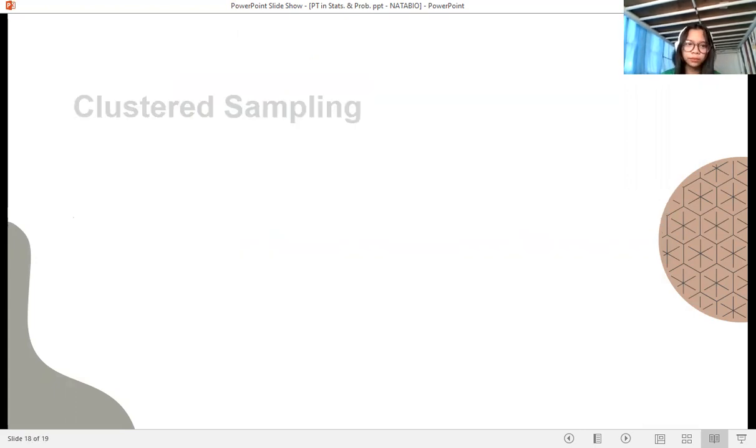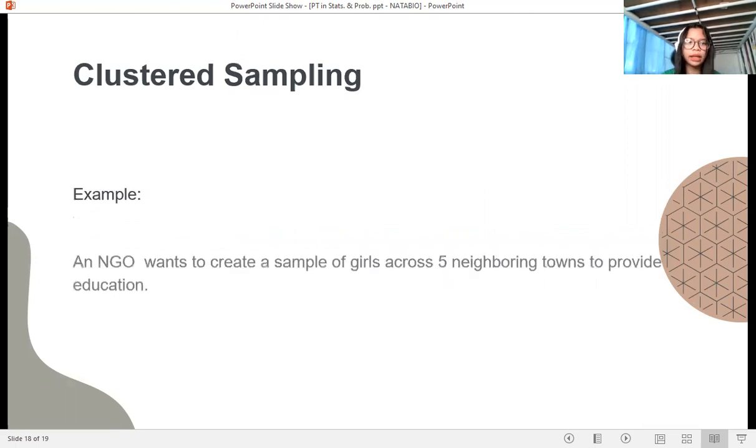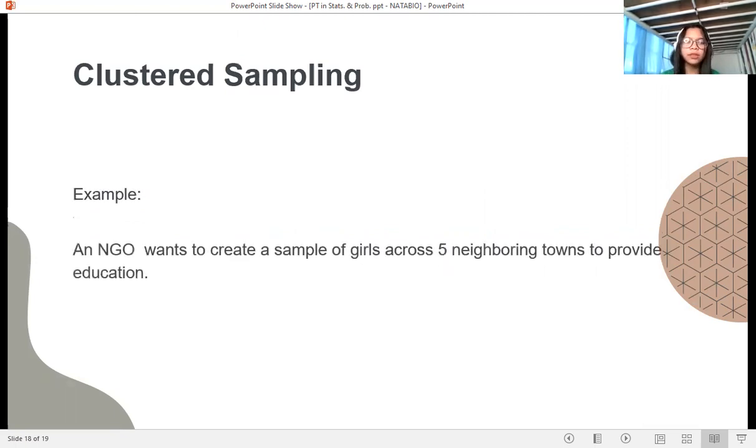Again, I have another sample scenario for cluster sampling. An NGO wants to create a sample of girls across 5 neighboring towns to provide education. This sample scenario can be considered cluster sampling because they subdivided the girls from each of the 5 neighboring towns. So this can be considered cluster sampling.